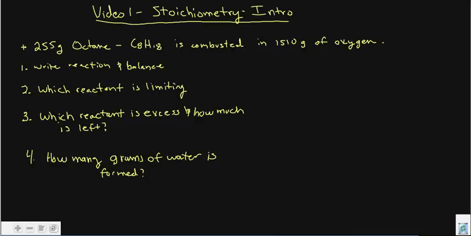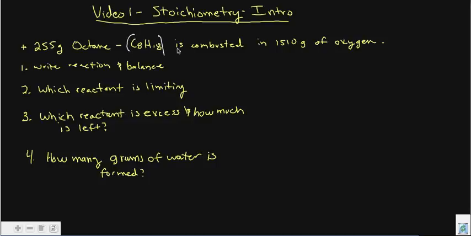So this is going to be sort of the intro, and to intro this, I'm just going to work out a problem for you, explain every step of the way and what we're doing, and try to break it down as much as possible. But here's the situation. We have 255 grams of octane. This is the formula for octane, C8H18, sorry, I can't speak, and it's combusted. And then we also learned that we have 1,510 grams of oxygen for that combustion.